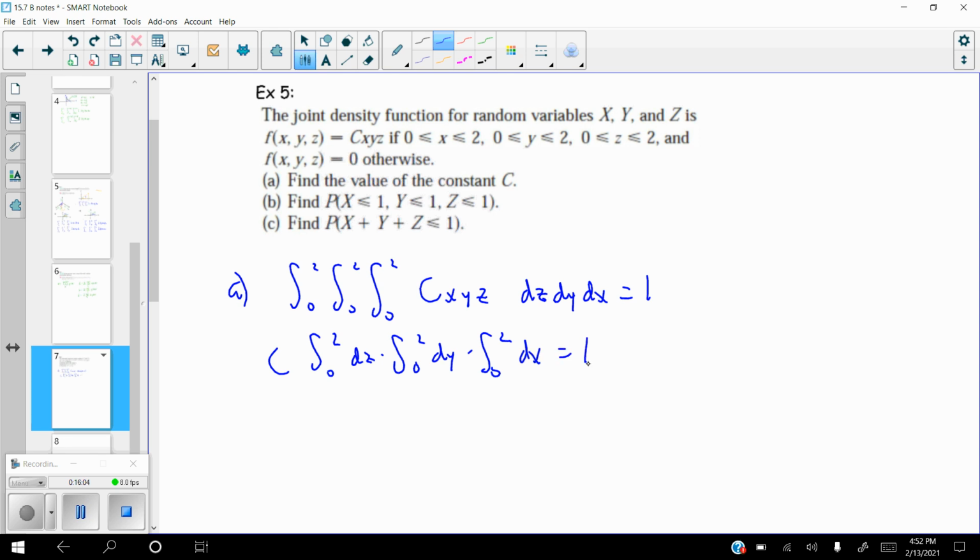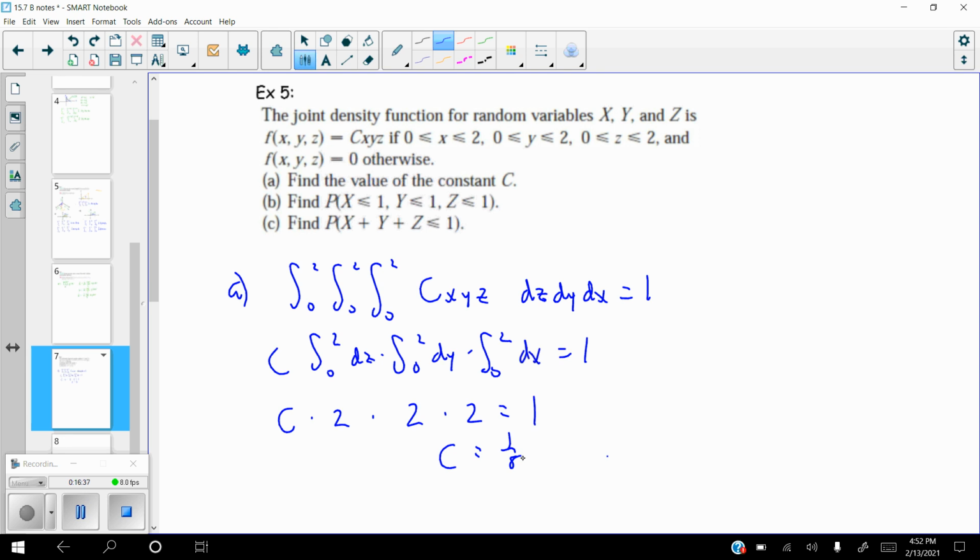So let's see, the antiderivative of dz is just going to be z from 0 to 2, which is 2. So we get c times 2 times the antiderivative of dy with respect to y, which is just y from 0 to 2, is 2. And you guessed it, the third integral is also 2. So that's going to give me 8c on the left, which means that c equals 1/8.